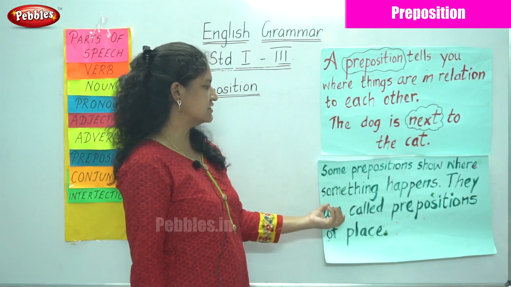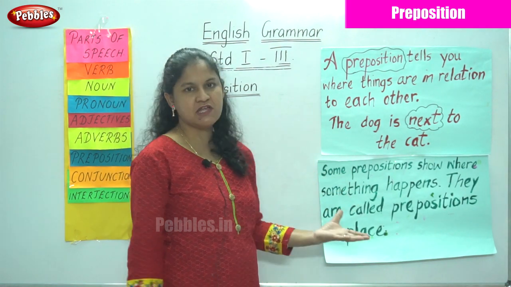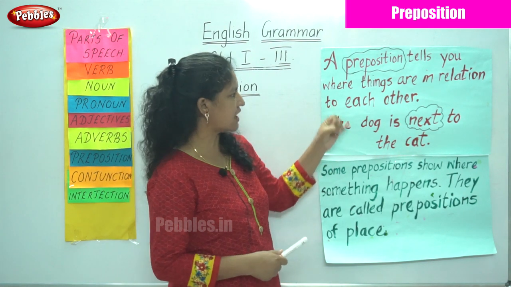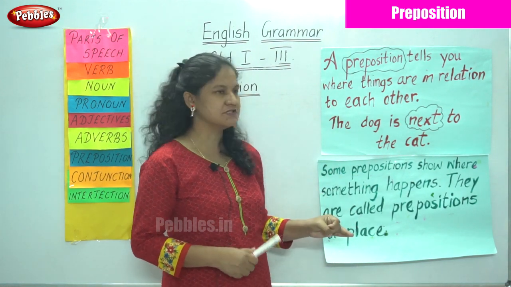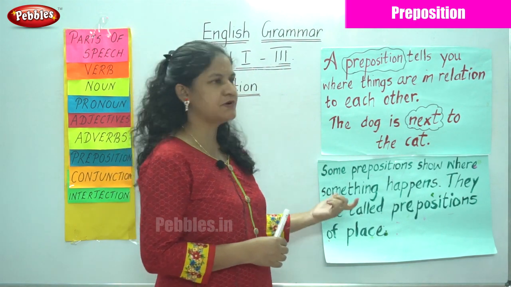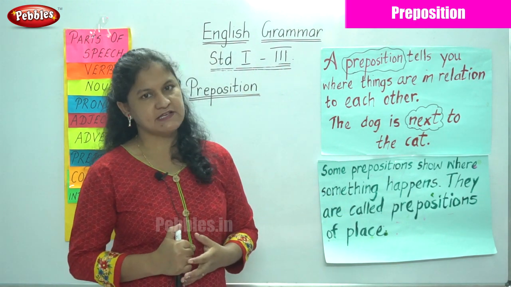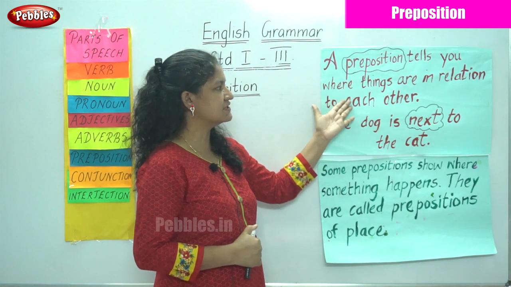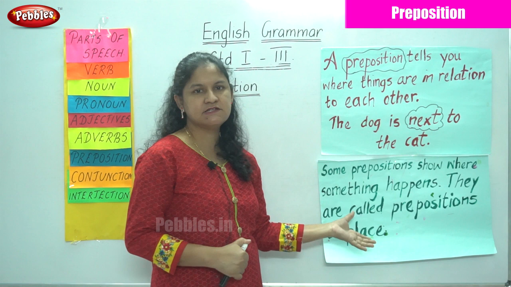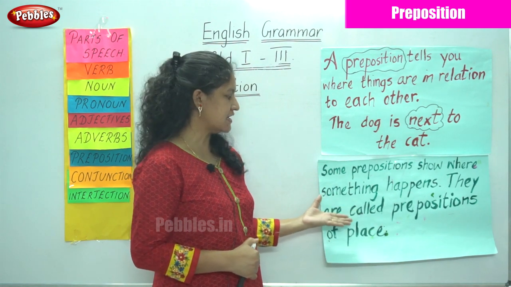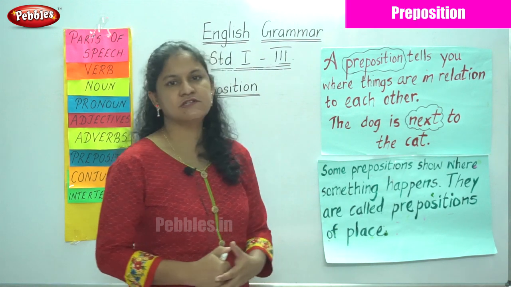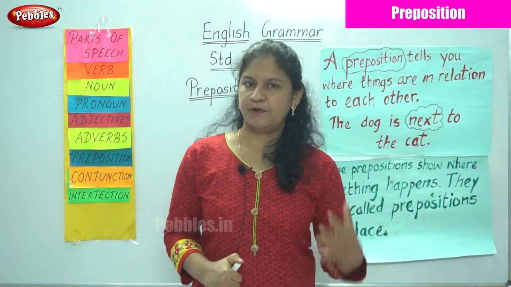Some prepositions show where something happens. So the first shows where things are, and the next shows where something happens. So the first type tells us where things are in relation to each other, and the second tells us where something happens, and they are called prepositions of place.